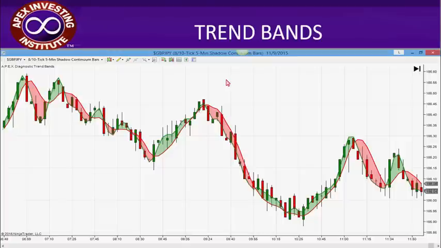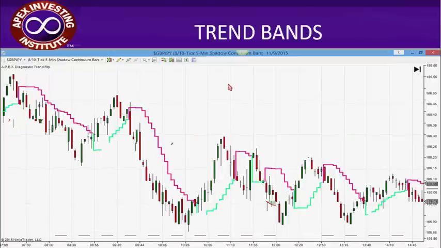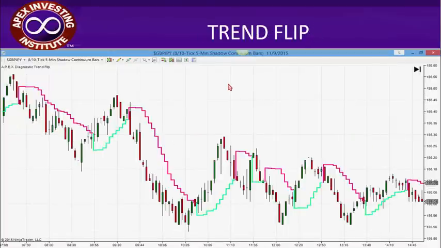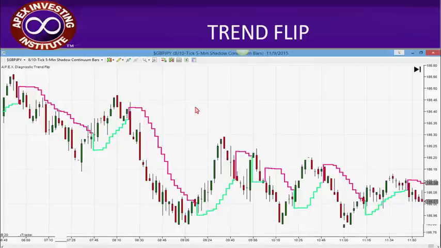We also have our trend flip indicator, very easy. Green is up, red is down, okay? This is more of a longer term trend indicator. What do I mean by longer term trend indicator? Well, you see it takes a couple of bars for it to flip, okay? It's not a quick flip type indicator.